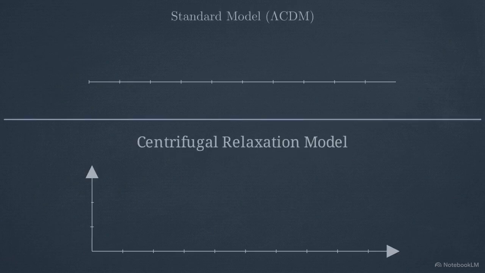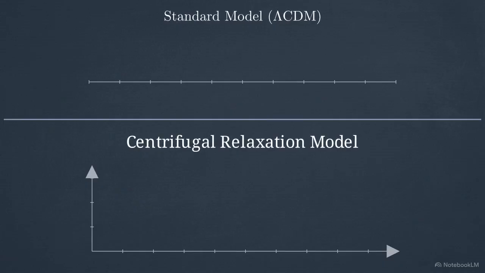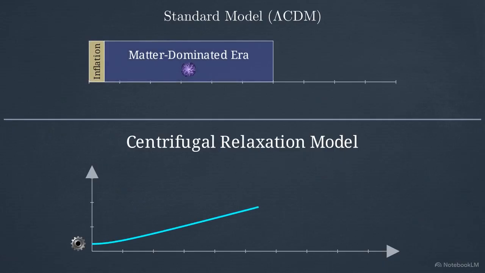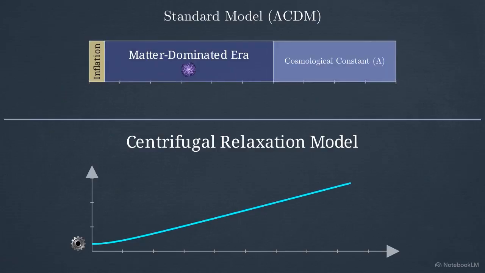This split-screen diagram compares the standard model of cosmology against a purely kinematic alternative. The top timeline shows the lambda CDM model, which requires three distinct mechanisms operating in isolated epochs: an inflaton field to force early expansion, dark matter to clump galaxies, and a late-time cosmological constant.